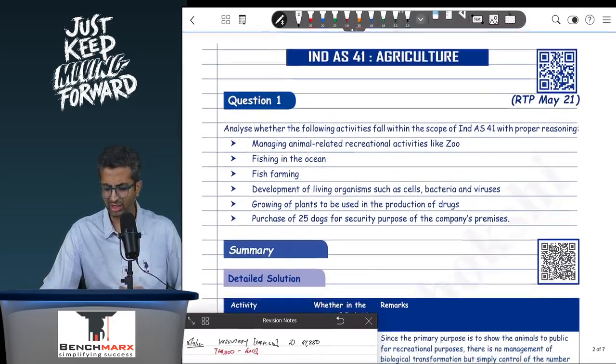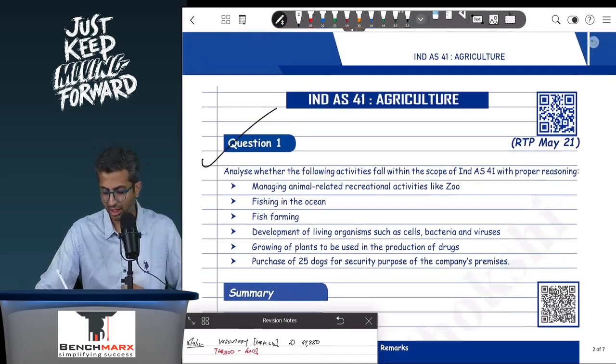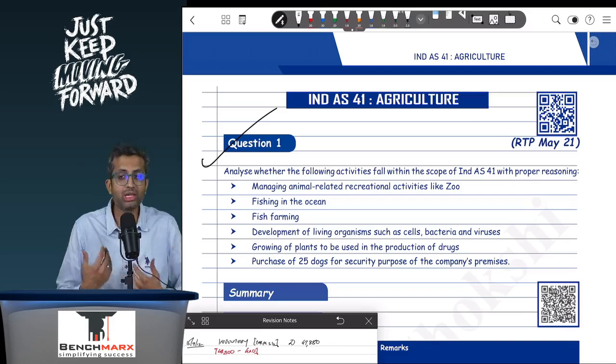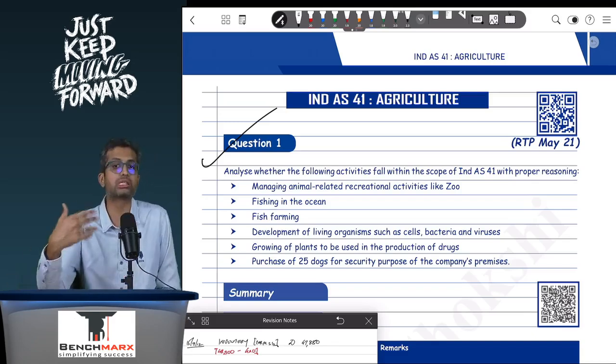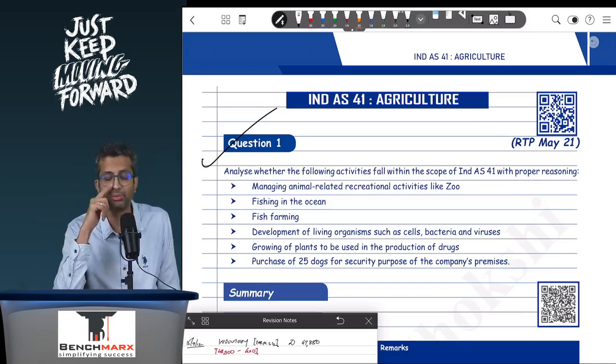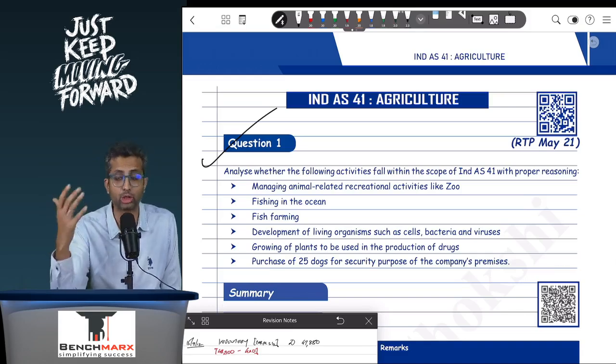Now apart from that, the first question I said we had kind of left that. The first question is more of a theory based question on identification whether a particular activity is an agricultural activity or not. I don't see a full-fledged question coming on this in the exam. However, for an MCQ perspective, maybe identification of an activity as agriculture or not is important.